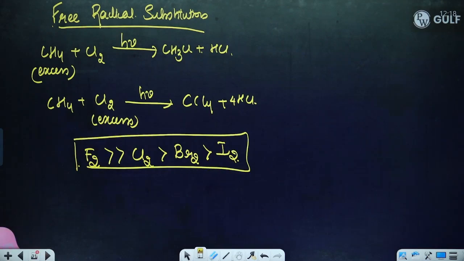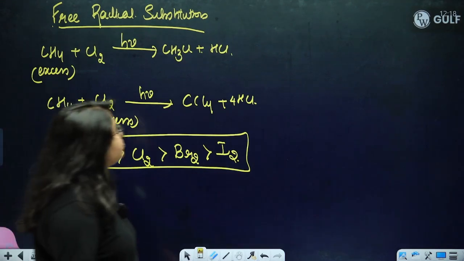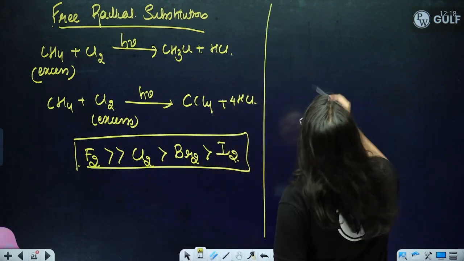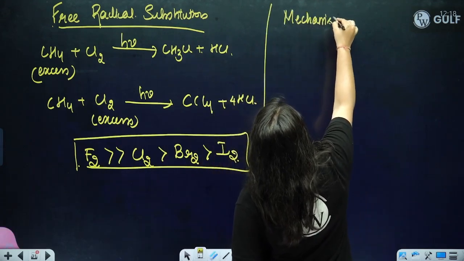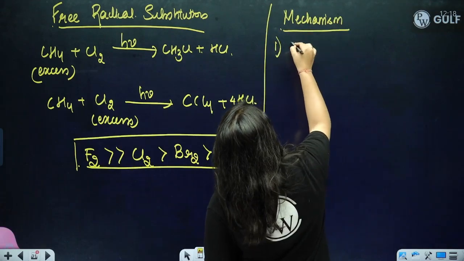Now, when I talk about the mechanism, it consists of 3 steps, beta: initiation, propagation and termination. The mechanism has 3 steps.